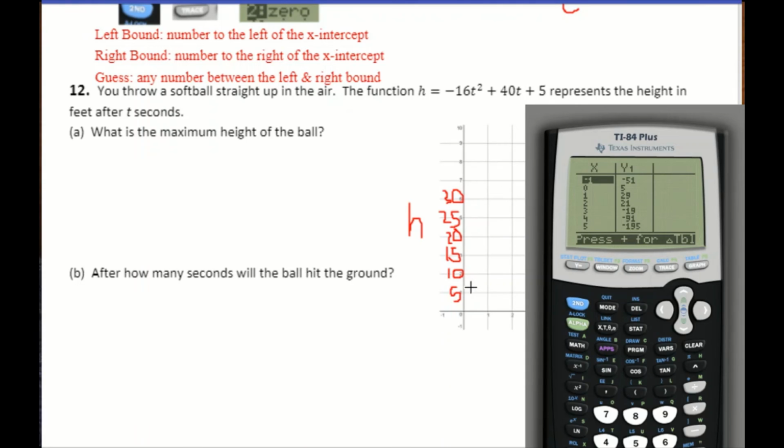Okay, so let's plot what we've got. 0, 5, 1, 29, 2, 21. It looks like it's falling back down again. And then 3, -19 is going to be down here, so we know we're going to hit the ground before that happens.